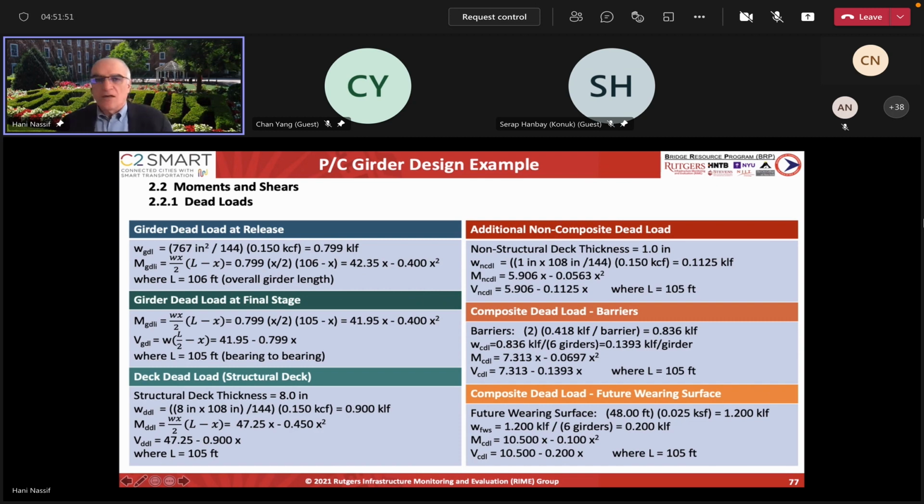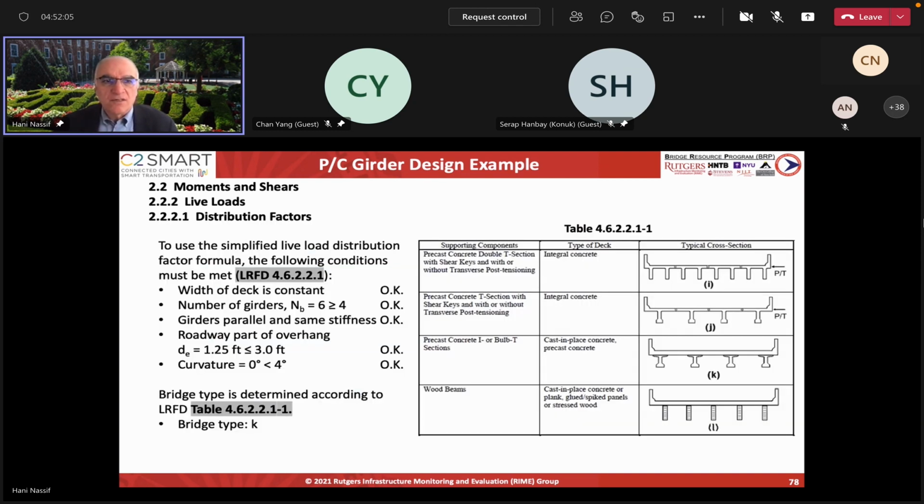So we were talking about how to get the dead load moments for the girder design. You need the girder by itself and the girder as a composite, and we calculated the dead load moments for the different sections. Now we want to apply the live load.